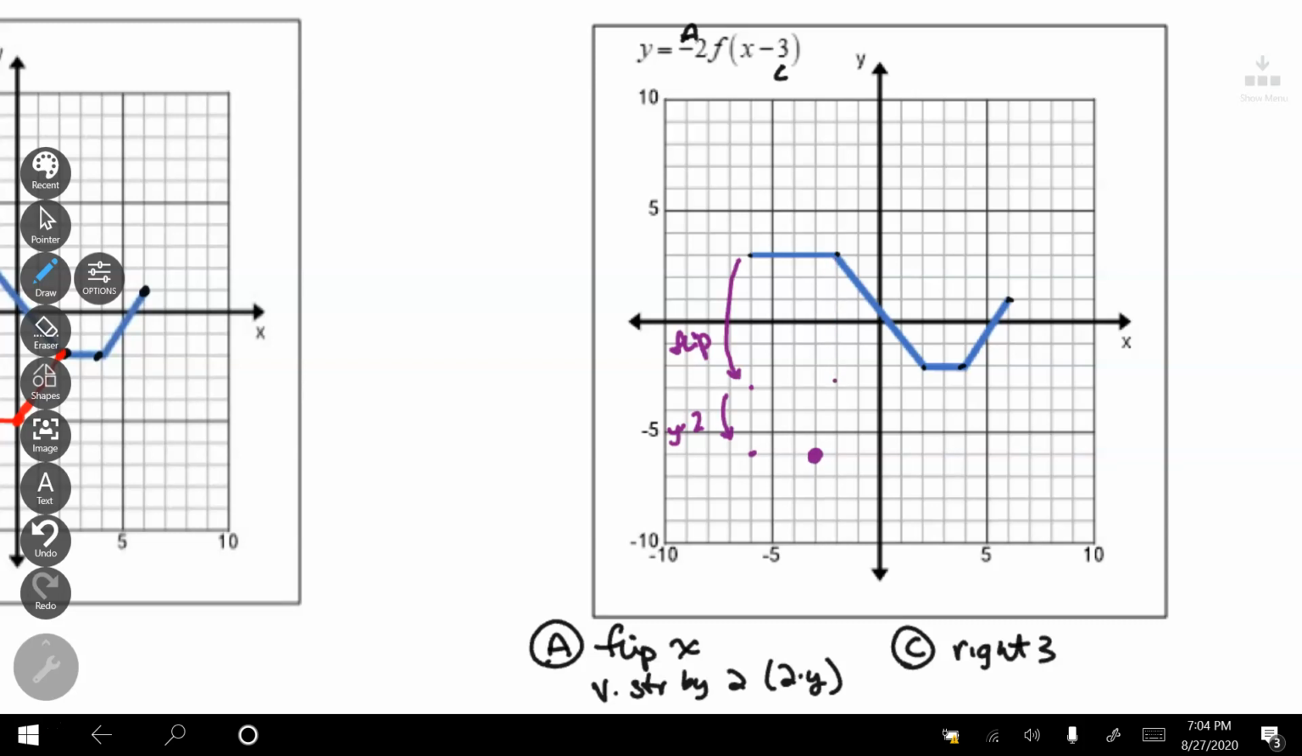Over from here to here is a flip. Times 2, right 3. Flip over the x, times 2, right 3. Flip over the x is down here, times 2 is here, and 1, 2, 3. And I notice I have a lot of purple dots. I'm going to make the ones I want really big and purple. And I get this graph.